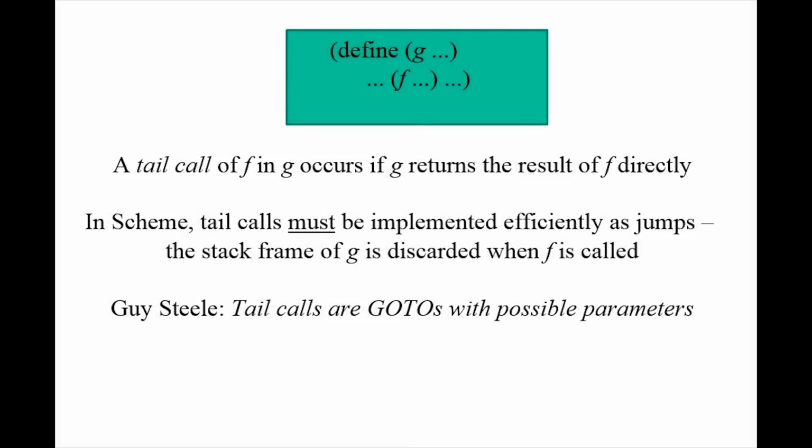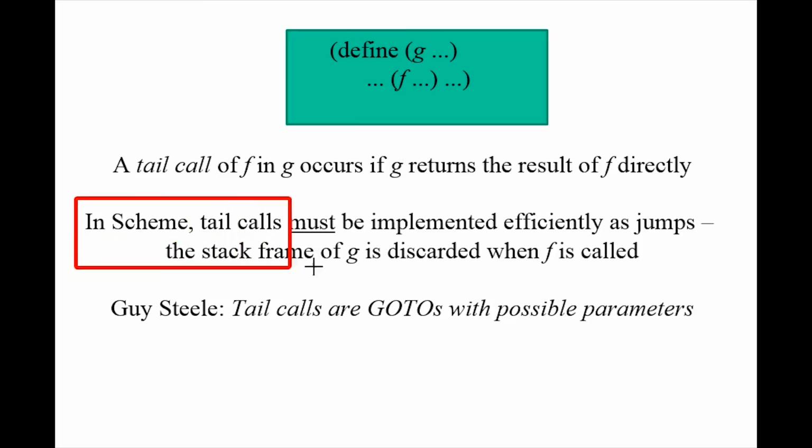Tail recursion relies on tail calls. So here we will train ourselves to recognize tail calls. So here the function g calls a function f. f is a tail call if g returns the result of f directly. That is, if there's no pending calculation done on the result of f.